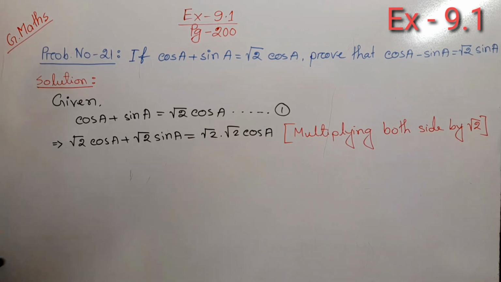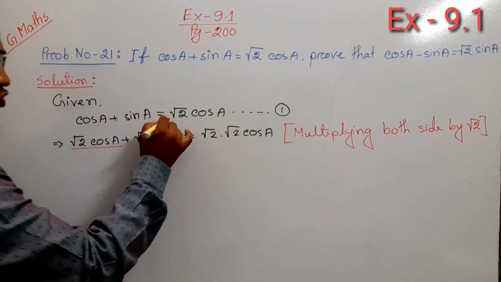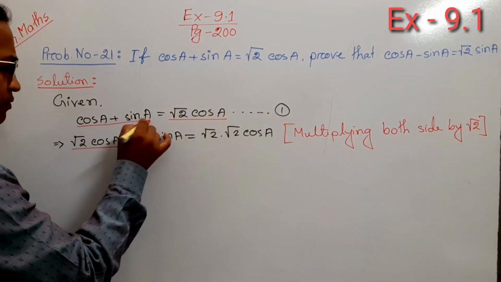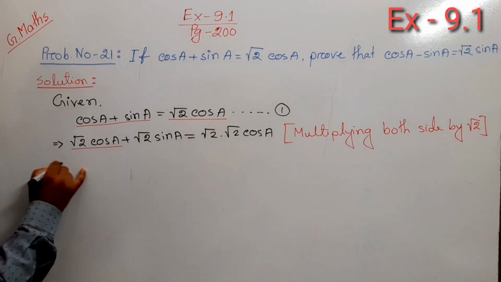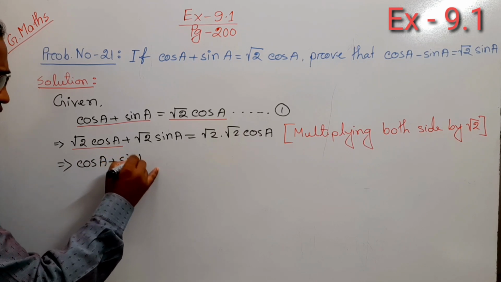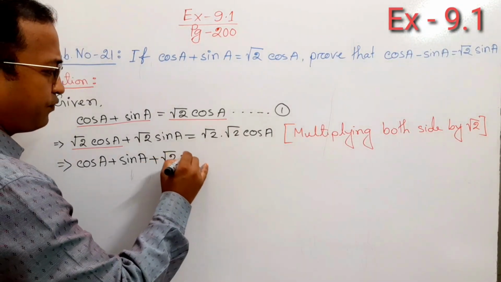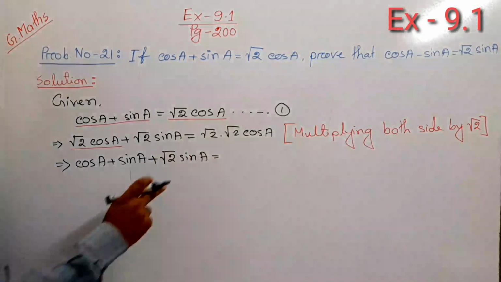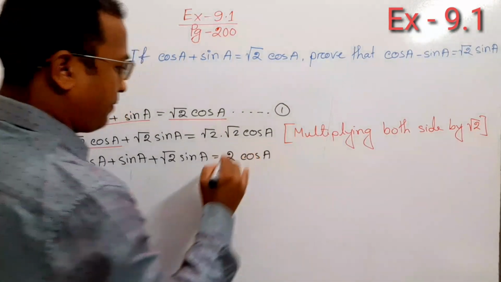Now, look at equation number 1. Root 2 cos A equal to cos A plus sin A. So here, instead of root 2 cos A, we can write cos A plus sin A. So it becomes cos A plus sin A, and this is root 2 sin A, and in the right hand side, that is root 2 into root 2, that is 2 cos A.